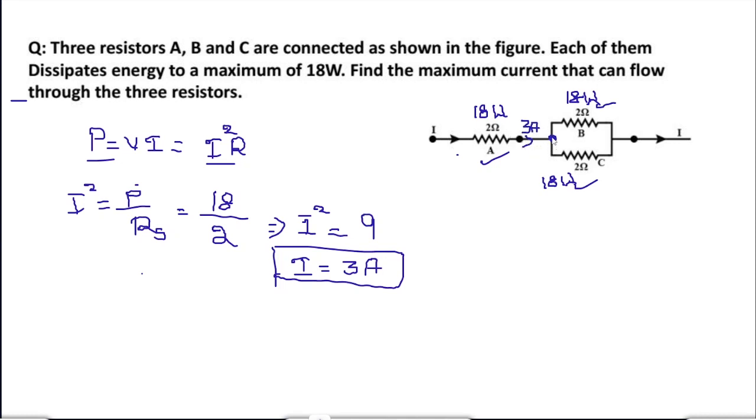But what's happening here? Let's apply Kirchhoff's law. At this junction, the incoming current is 3 amperes and the outgoing current is also 3 amperes. But since both resistors are equal, 1.5 amperes of current will flow here and 1.5 amperes here. We can also check by using this formula. So the current flowing through resistor B and resistor C is 1.5 amperes. Got it? By using Kirchhoff's law.